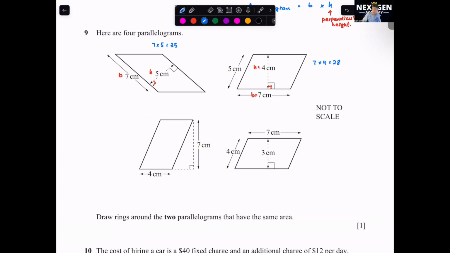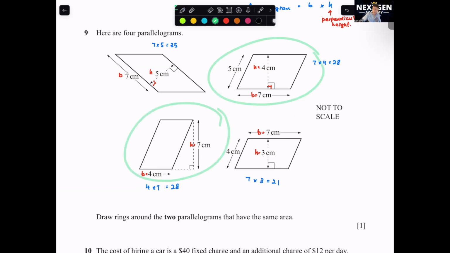Okay, for this, 4, even though the 7 is written outside, this will still be considered as the perpendicular height. Because you see, this is 7, which is 90 degrees. So here will be 4 times 7. This base, this height, which is equal to 28. Okay, the last one, this base, this one height. You won't be taking the 4. So this will be 7 times 3, 21. So you got 2 which is 28. So these 2 will be your final answer. This and this.